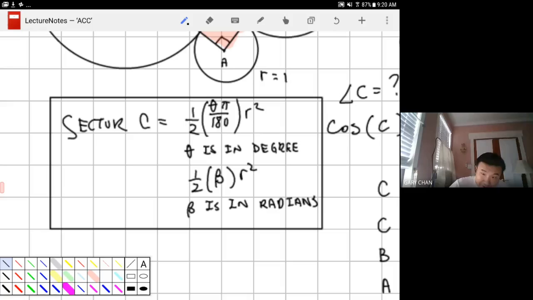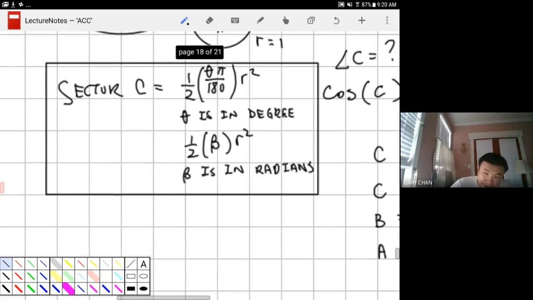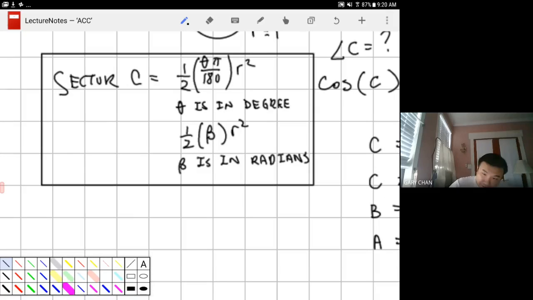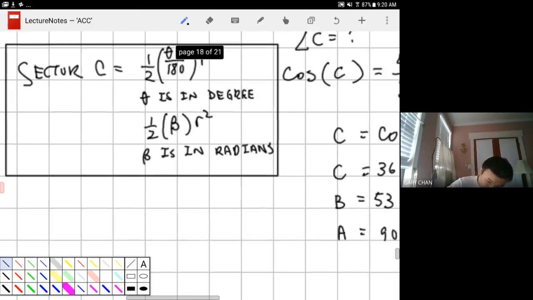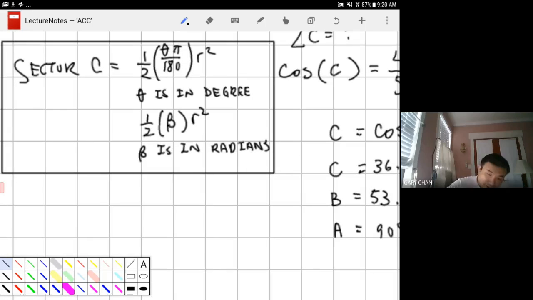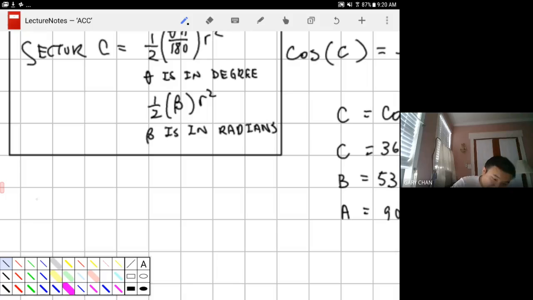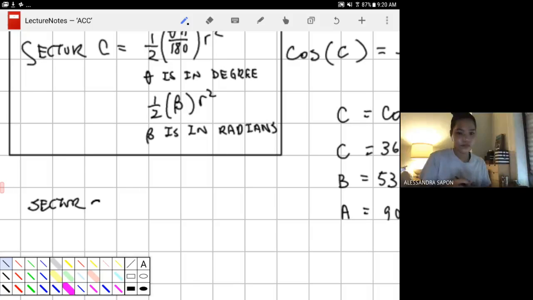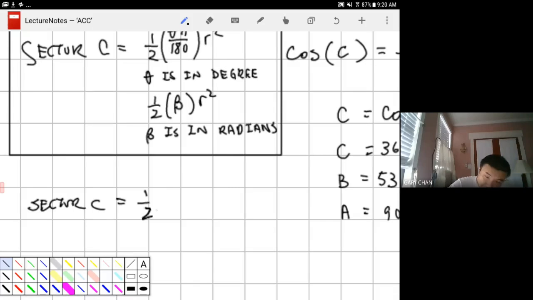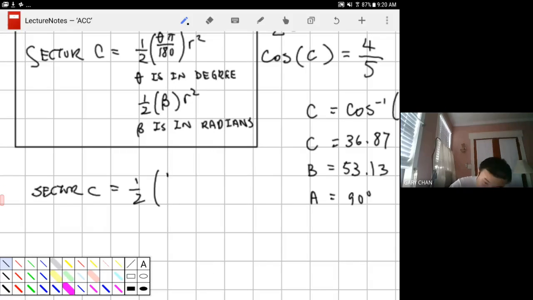What do you guys want to do? You guys want to set a proportion, or you want to use the formula here? Use the formula? You all want to use the formula? Yeah? Sure. Okay. So sector C will equal 1/2 times 36.87 pi over 180 times r squared. What's the radius for circle C? 3.